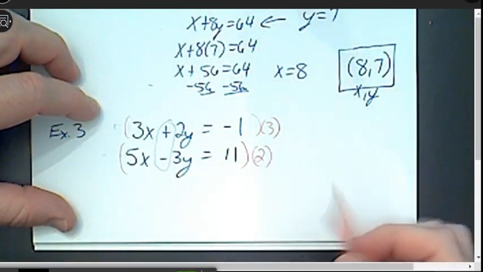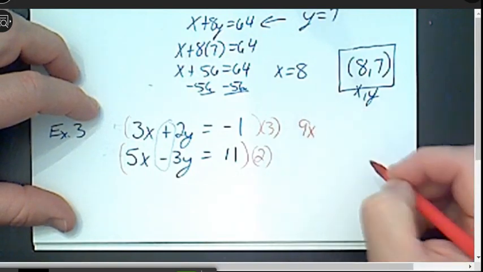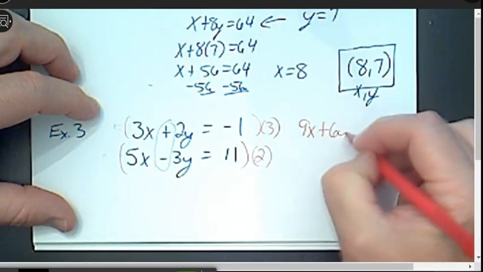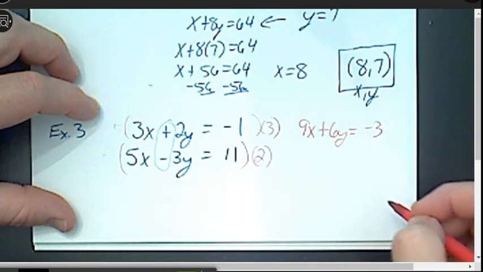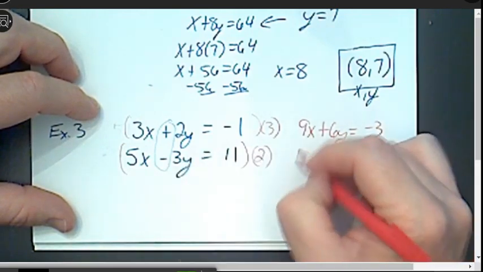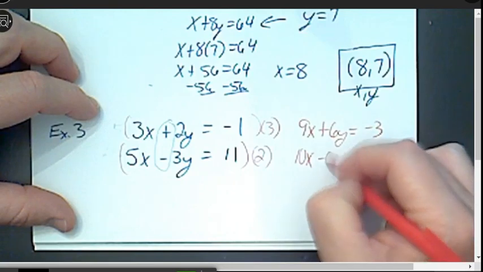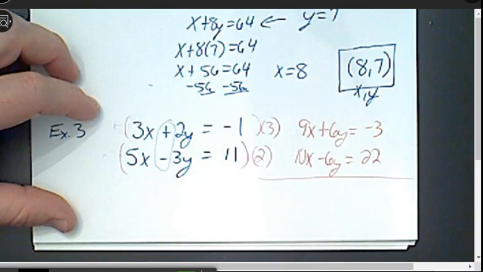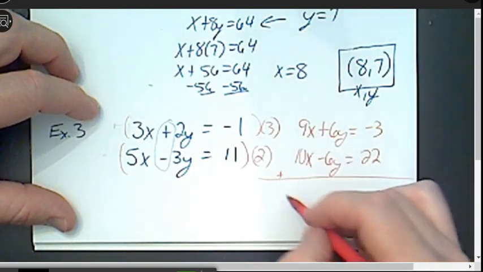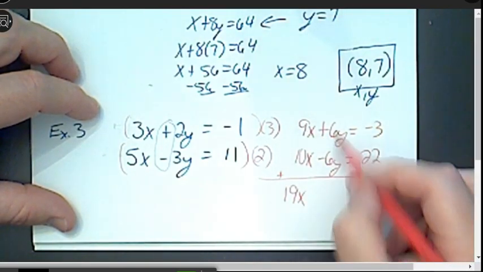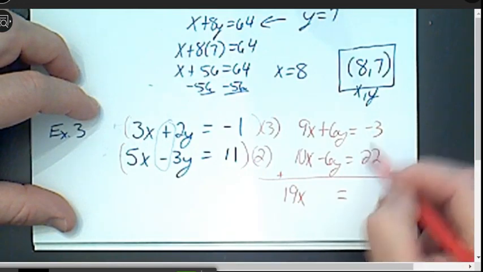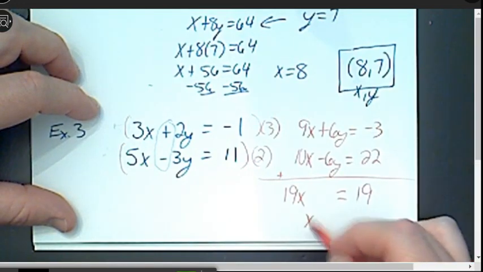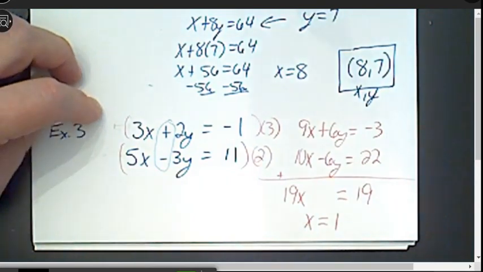All right, so multiplying everything by 3, that'll make that 9x plus 6y equals negative 3. This will be 10x minus 6y equals 22. Okay, and then put it all together. So we've got 9 plus 10 for 19. That'll go to 0. 22 minus 3 is also 19, so that gives us an x value of 1.